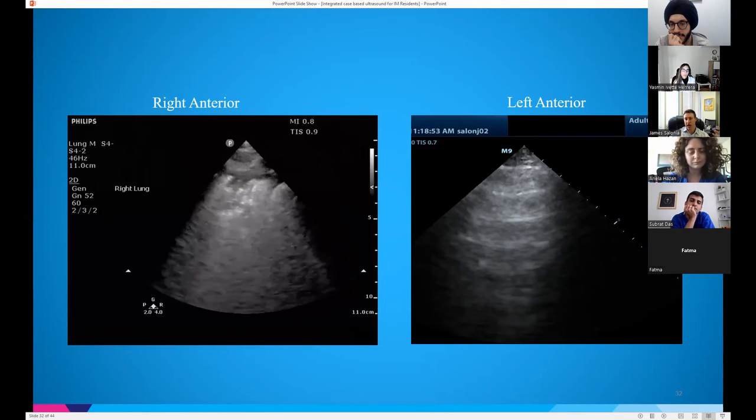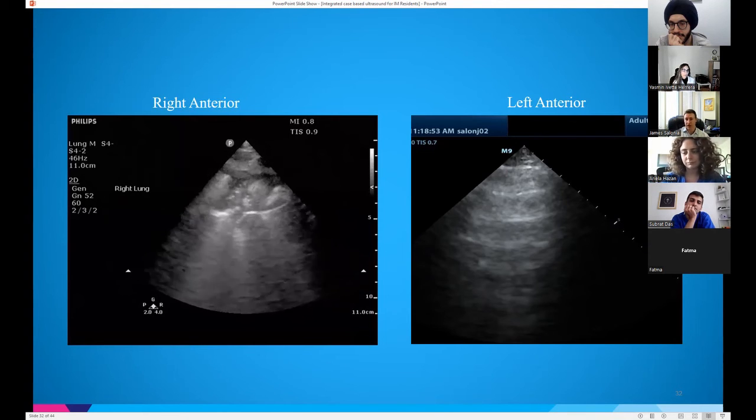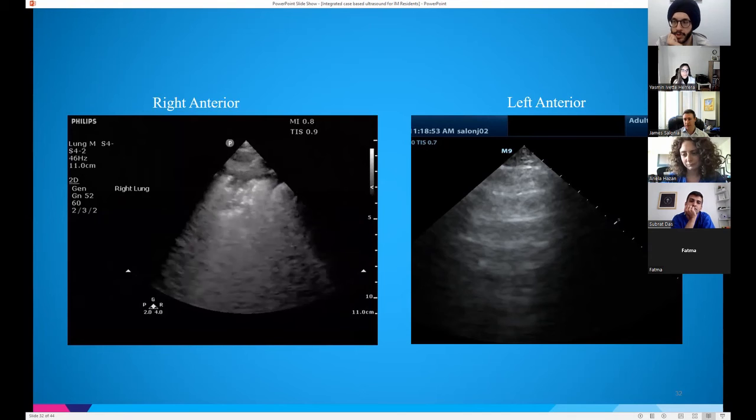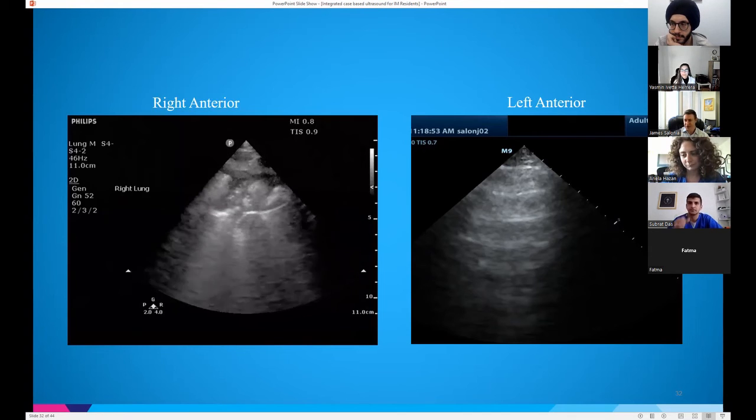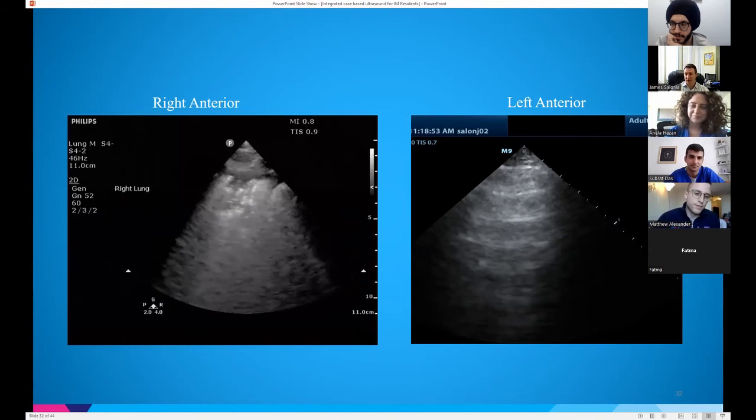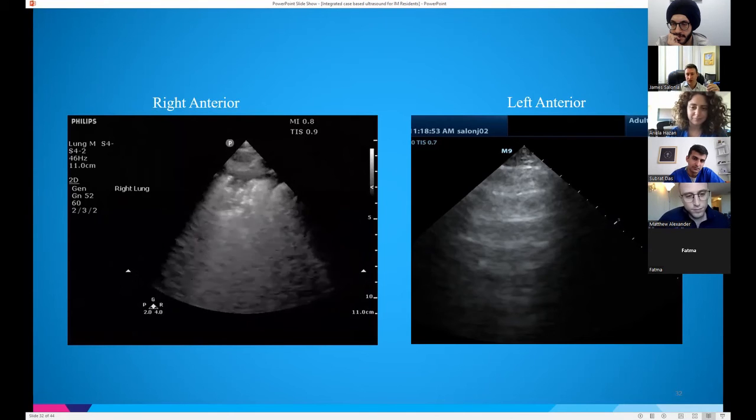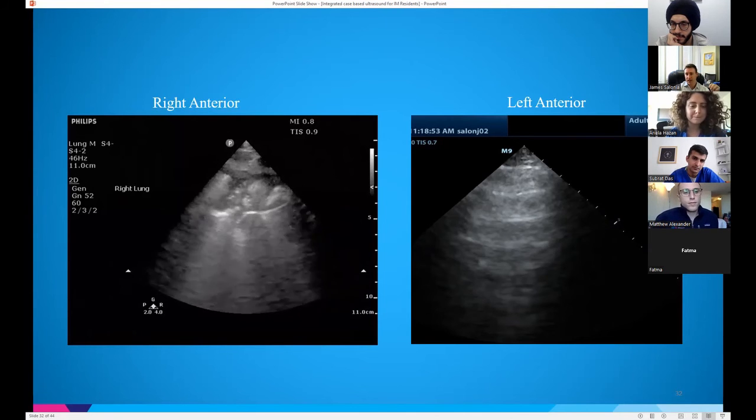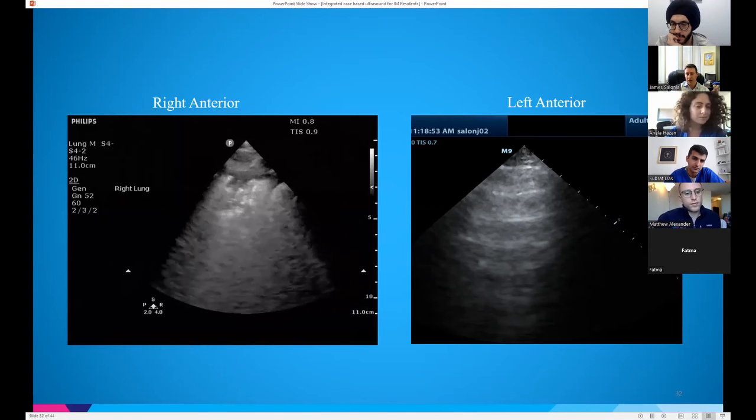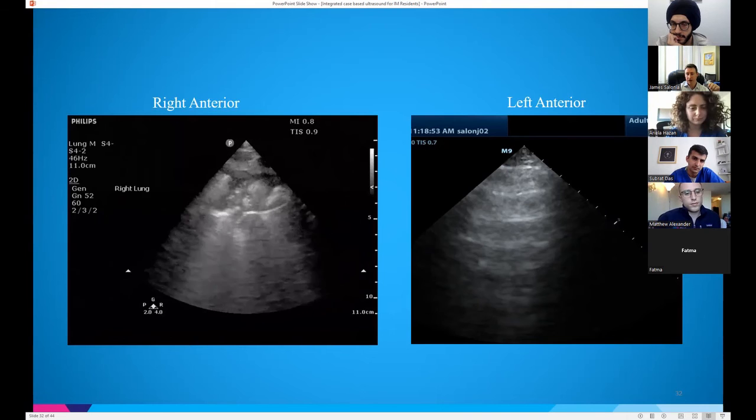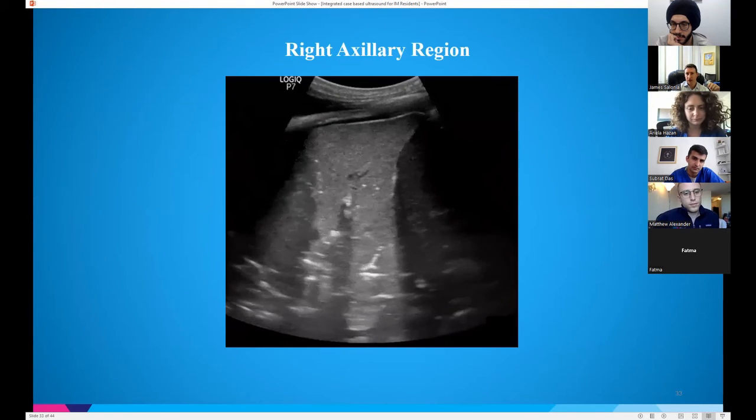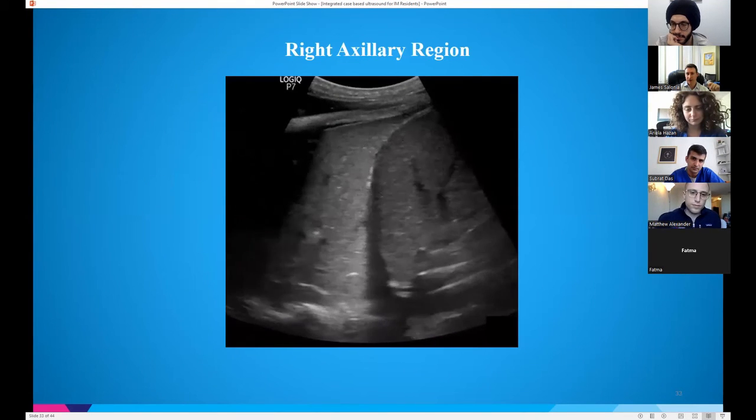And by far the most common cause of consolidation in the lung is what? Just pneumonia, right? So usually that's associated with pneumonia. But C profile, when you see that consolidation anteriorly, and then the shred sign, that irregularity in subpleural echoes. So now you look in that right axillary region, and what do we have here?